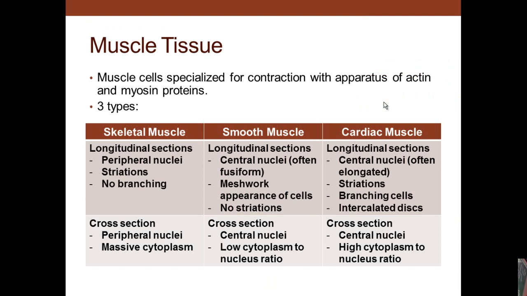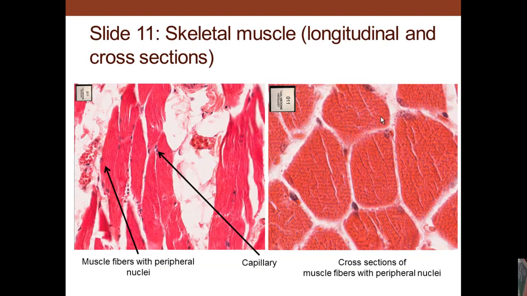So here we have a little summary of the different types of muscle: skeletal muscle, smooth muscle, and cardiac muscle. These two are striated. This is not striated, as you see. Skeletal muscle is voluntary. However, it's involuntary for smooth muscle and cardiac muscle. There's a little summary of the different activities.